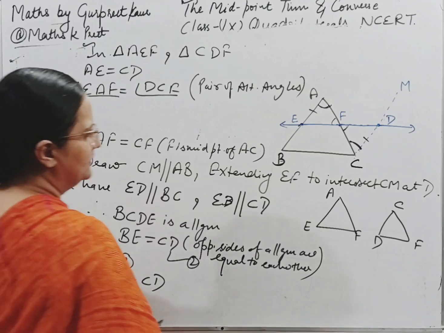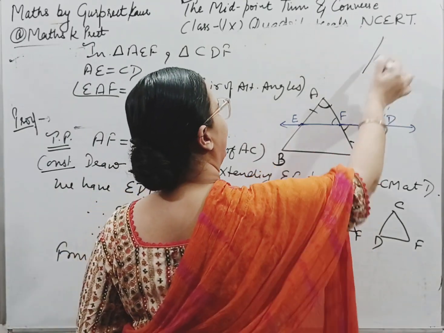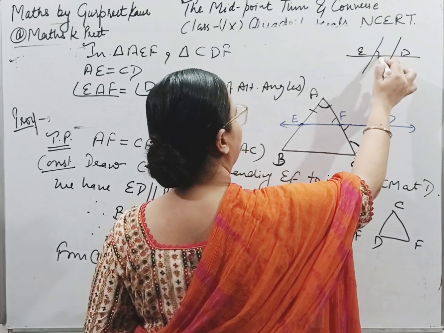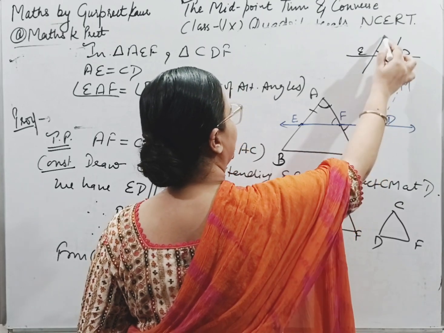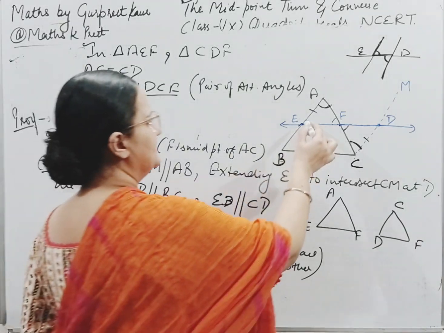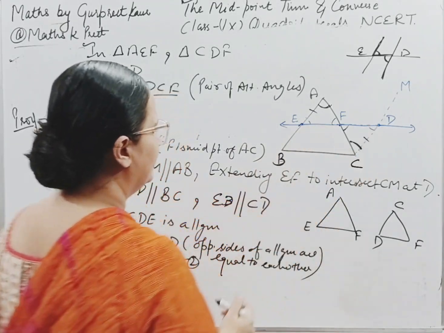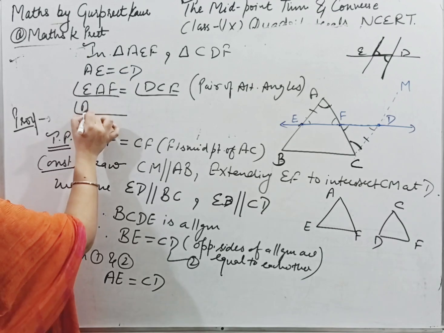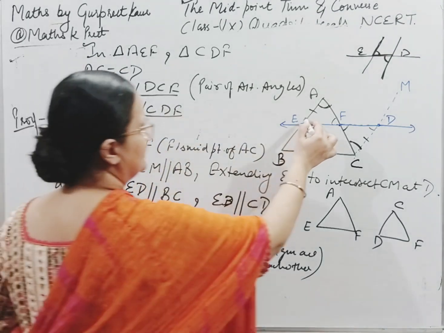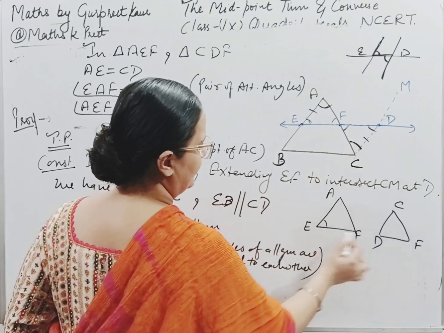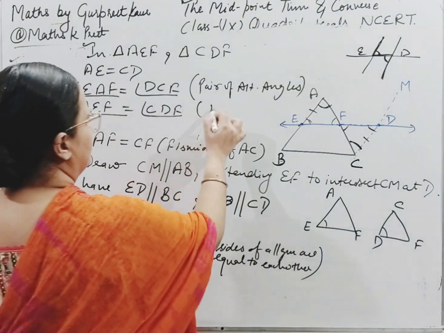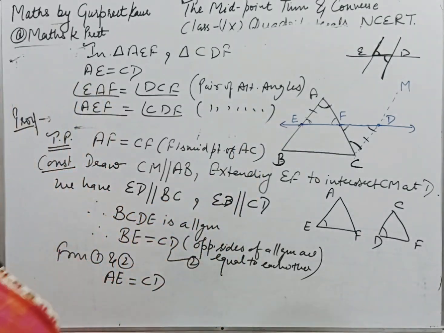Also, these are two parallel lines and this ED is acting as a transversal. So I can make this angle equal to this angle again through alternate pair of angles. So I can write this angle is equal to this angle. Fine. I am writing angle AEF is equal to angle CDF. This angle is equal to this. I have written. Okay. So this is also with the same reason, a pair of alternate angles.